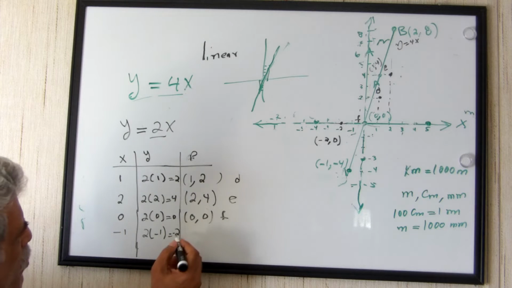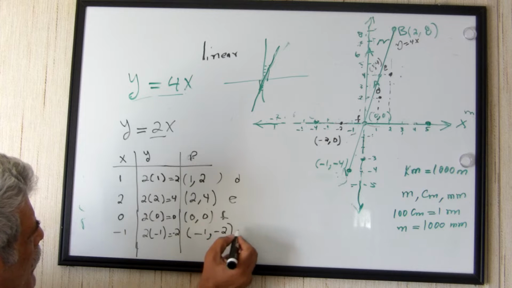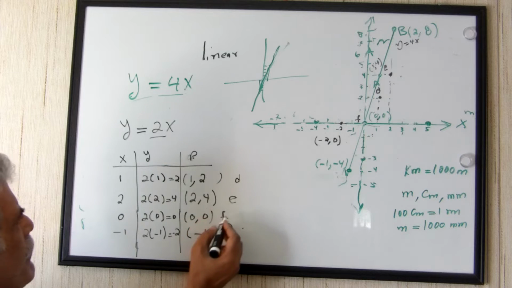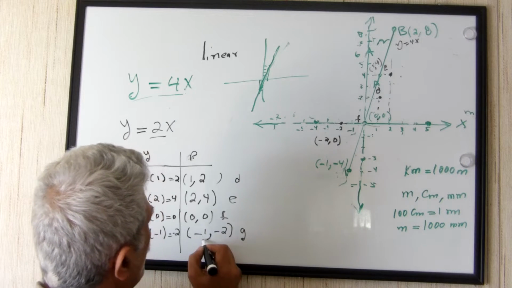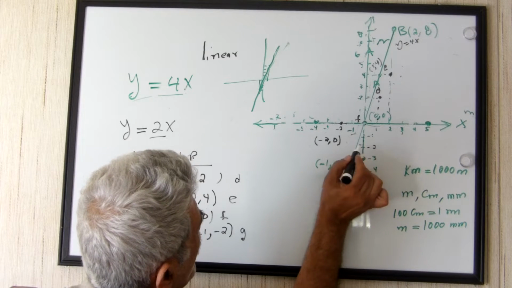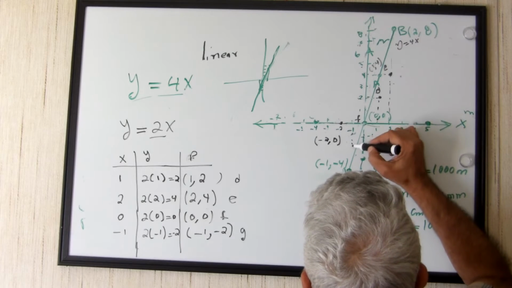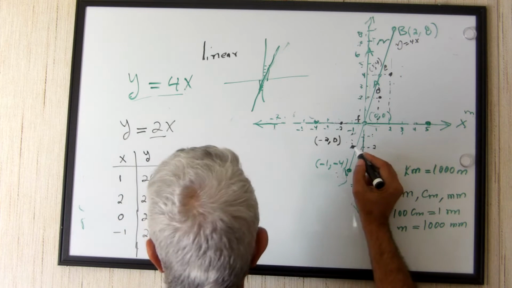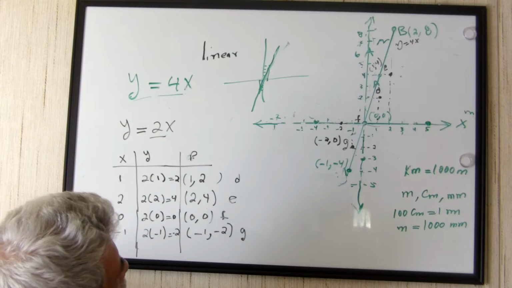And then the coordinates are going to be minus 1 and minus 2. Point G. For example, G: x is minus 1 and y is minus 2. This is minus 2, right? 1 is going to come this way, this way, there's a point. This is going to be point G. Now we got 3 points.